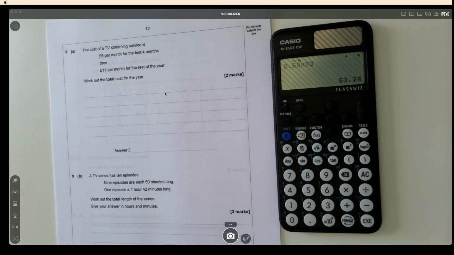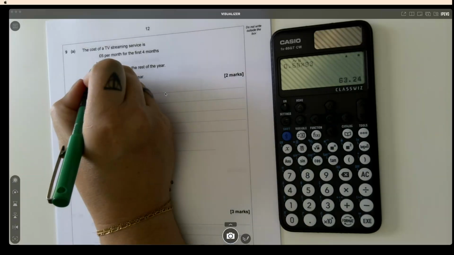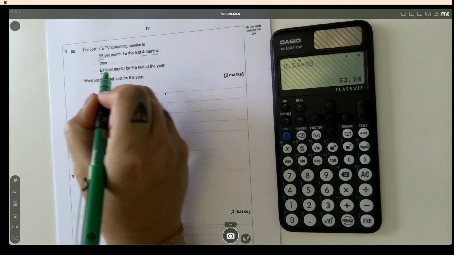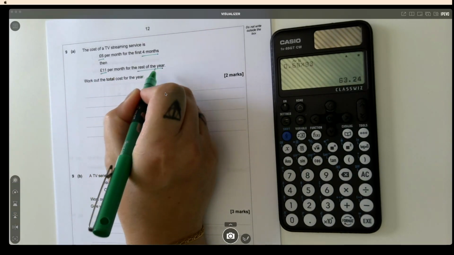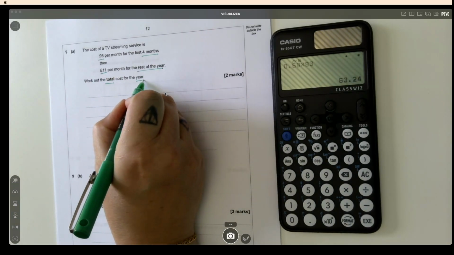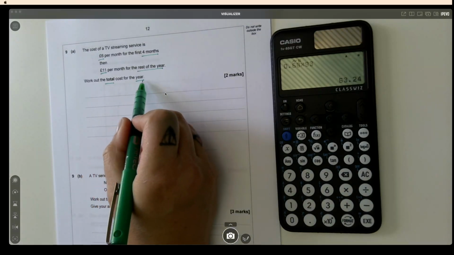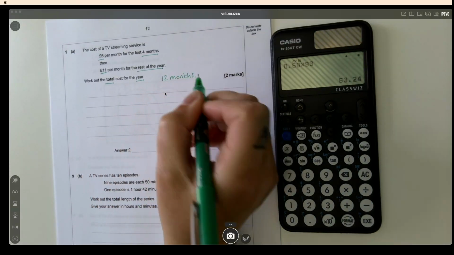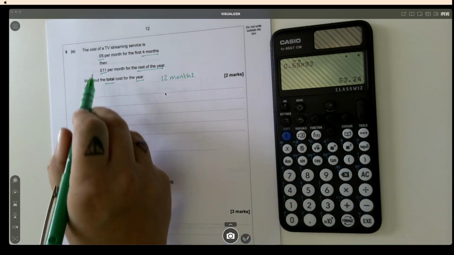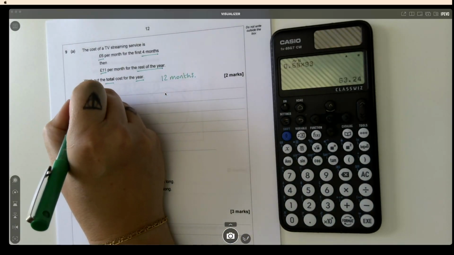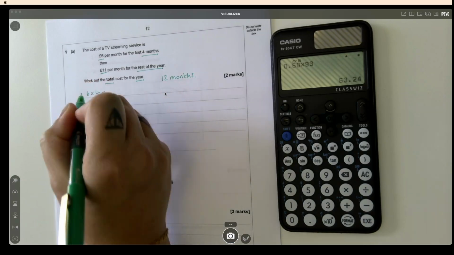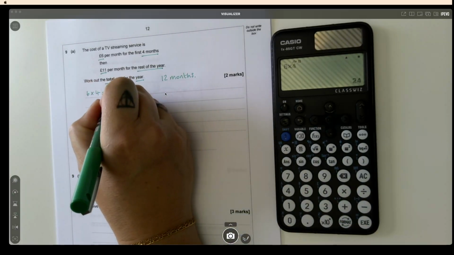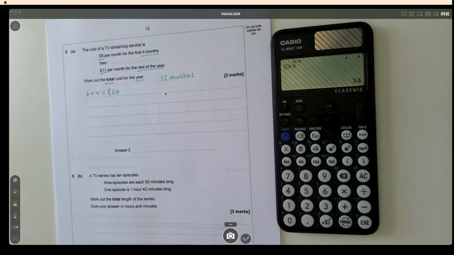9A. The cost of a TV streaming service is £6 per month for the first 4 months, then £11 per month for the rest of the year. Work out the total cost for the year. So we're dealing with a full year, so we're dealing with 12 months. That's an important fact to know. So for the first 4 months, they're paying £6. So 6 times 4 means £24 for the first 4 months.